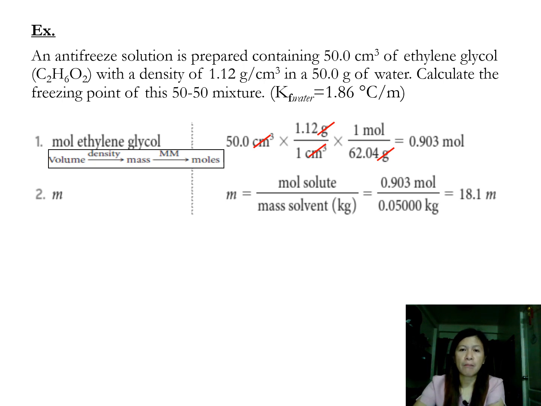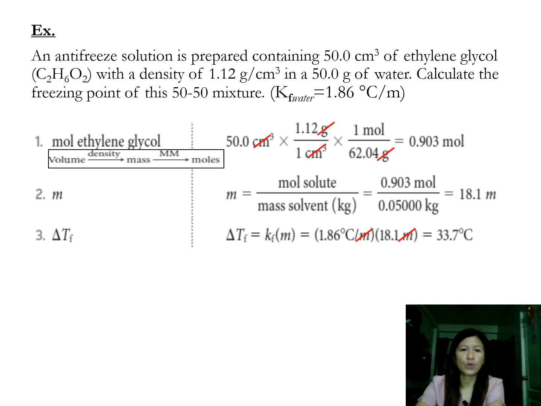Divide that by the mass of the solvent. It has to be expressed in kilogram because molality is mole of solute over kilogram of solvent. The given mass of the solvent is 50 gram. You convert that to kilogram, so that will give you 0.0500 kilogram. 0.903 mole divided by 0.500 kilogram will give us 18.1 mole per kilogram, or molal.